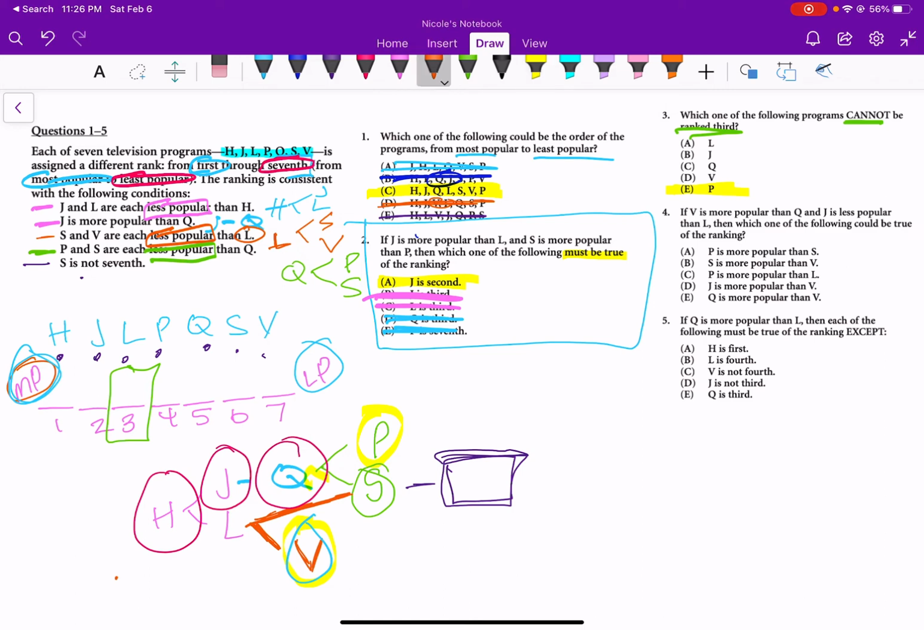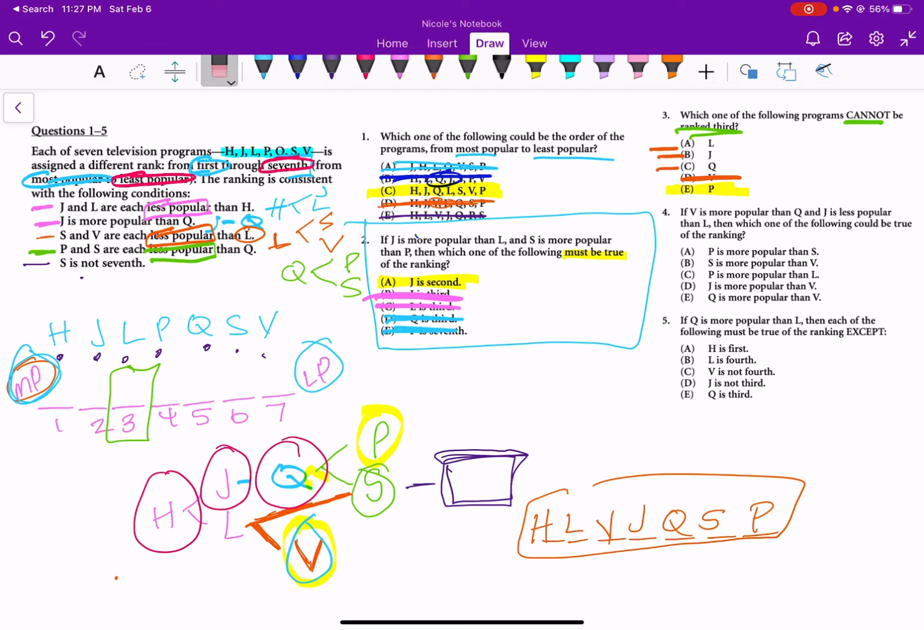If I were to try a different one to see if it could work, let's go ahead and just try V. So I would be like 1, 2, 3, 4, 5, 6, 7. Could V be third? Yes, because L has to come before V, H has to come before L, but then we could just do J, Q, S, P, and it would work. And so that's how I would know that I could cross that off. And you could do that for A, B, and C as well.